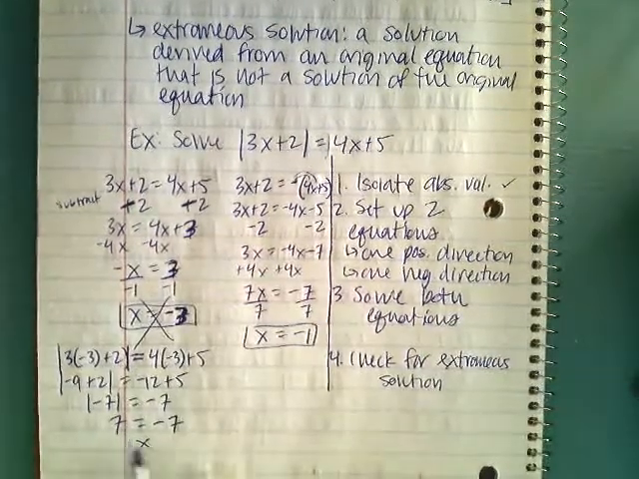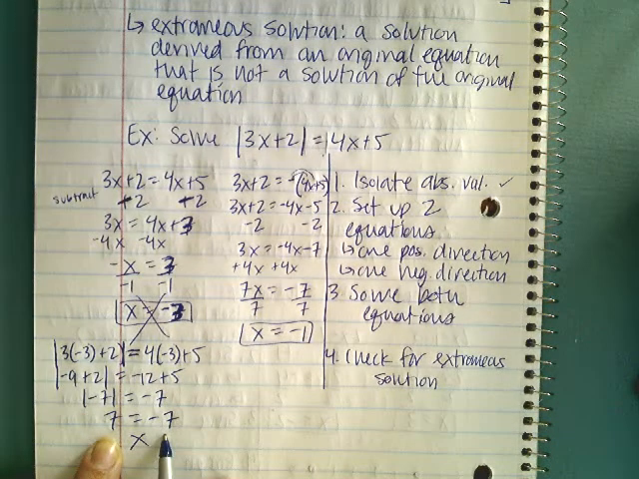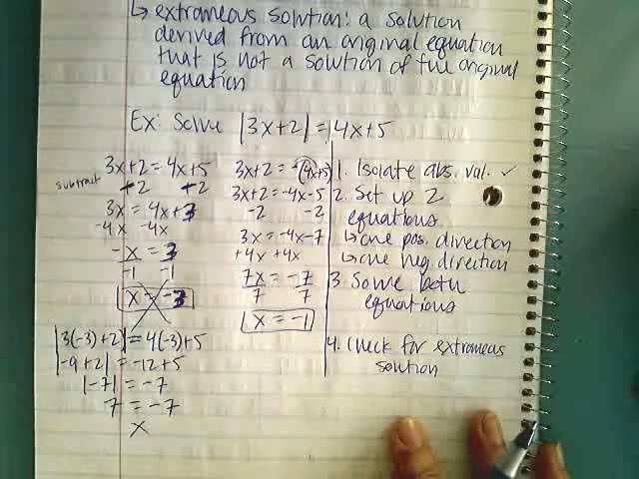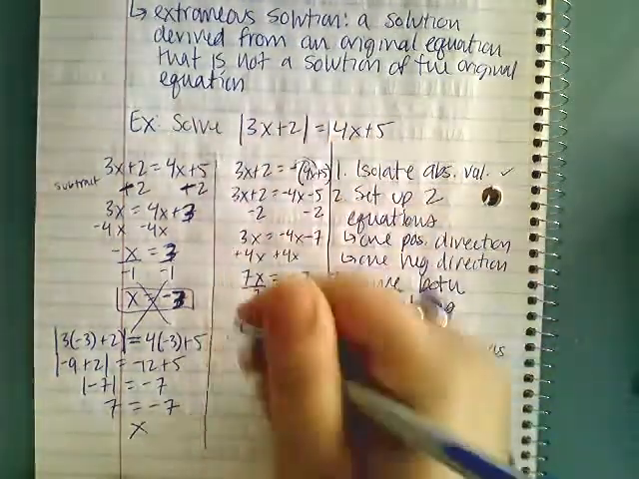I cancel that one out. It doesn't actually work because 7 is not equal to negative 7. That's not the same value. So that one is not true. So I'm going to try my other one now. I'll draw a little line here so we can see that these are separated.